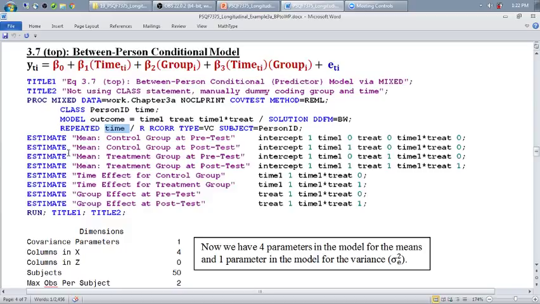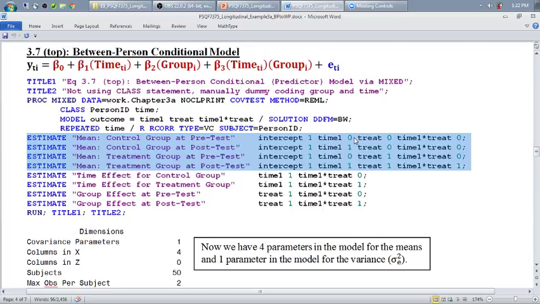Okay. So then after this, I have added some output to request some additional information. One is the model predicted mean for each of my cells. And so that comes from the model up above. So when I say intercept 1, I'm saying the predicted mean for the control group at pretest starts with beta 0. That's what intercept 1 means.